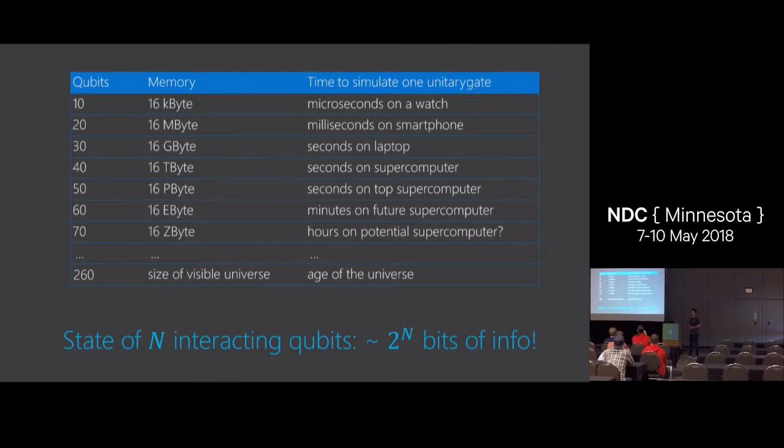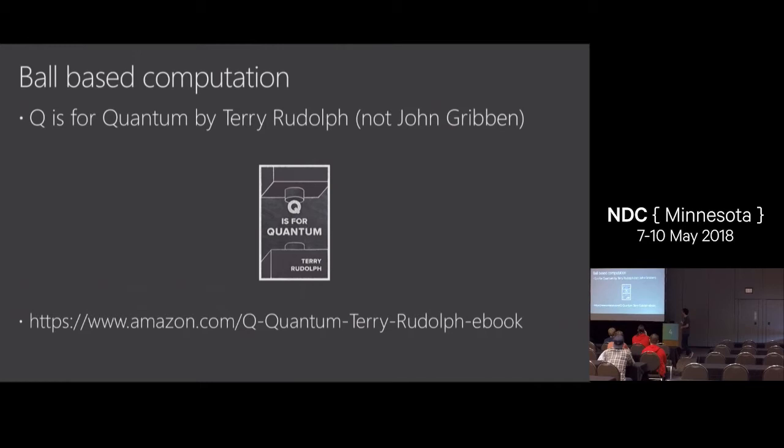Right, so the bit that I'm about to show you next is based on a book by a great guy. He's a physics professor, Australian, called Terry Rudolph. I highly recommend getting this book called Q is for Quantum. If you do a search for Q is for Quantum, you'll find the other book by the other famous physicist, called John Gribbin. It's not that one, although that one is a good book. It's the one by Terry Rudolph. There's the Amazon link at the bottom.